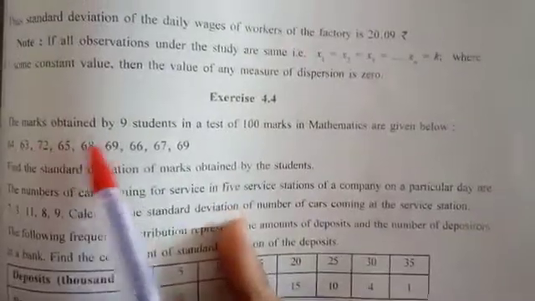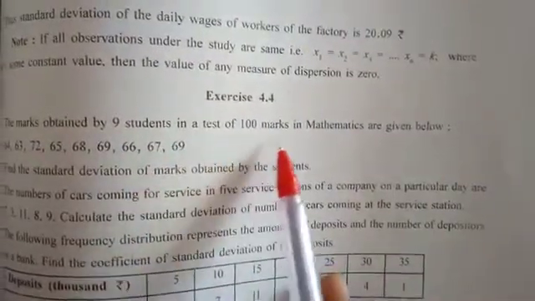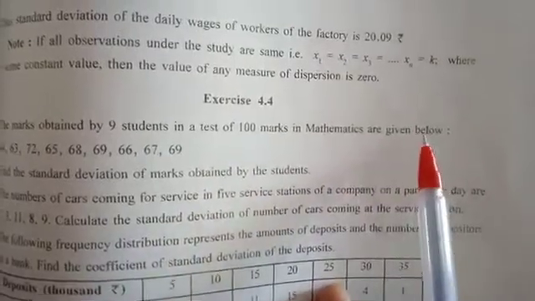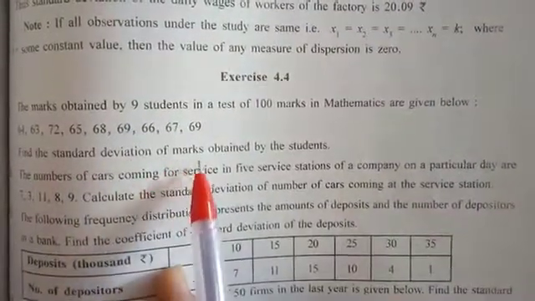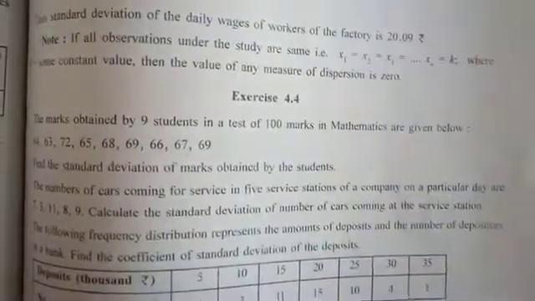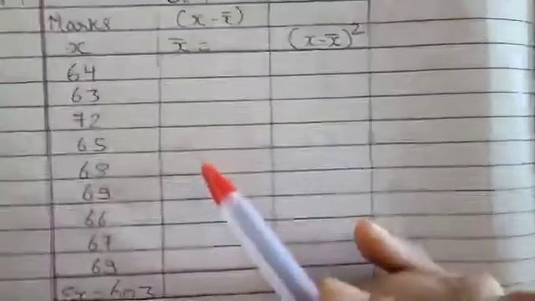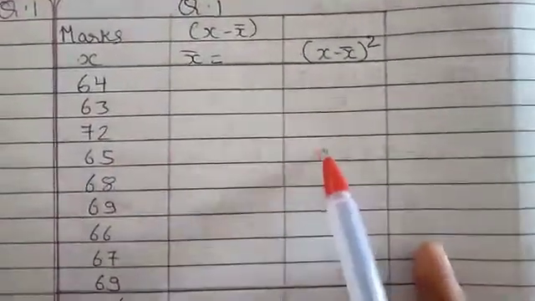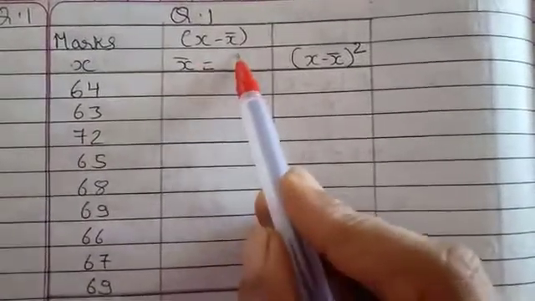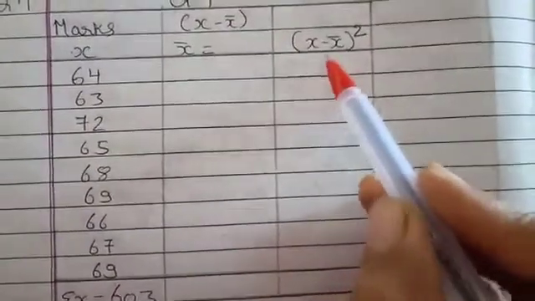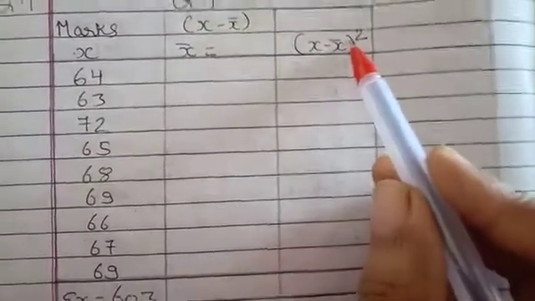Now exercise 4.4, first question: the marks obtained by 9 students in a test of 100 marks in mathematics are given below. We have to find the standard deviation of marks obtained by the students. As it is ungrouped data, we have to make a 3-column table. First is the data which is given to us, second is for x minus x bar, and third column is for (x minus x bar) whole square.